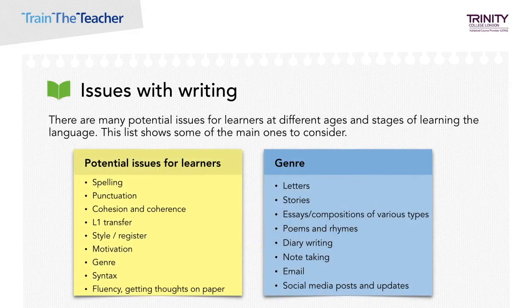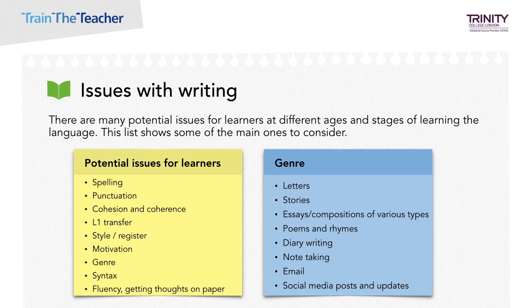There are many potential issues for learners at different ages and stages of learning the language. This list shows some of the main ones to consider. Spelling, punctuation, cohesion and coherence, L1 interference, style and register, motivation, genre or text type, syntax, and fluency, getting your thoughts onto paper.